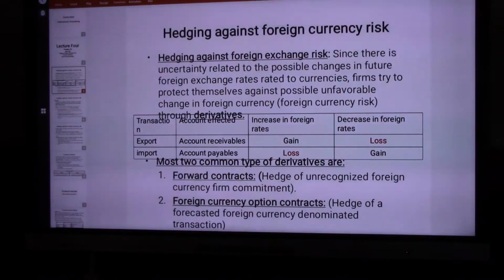I'm going to hedge against unrecognized foreign currency through firm commitment. يبقى الفورورد كونتراكت انا بحمي نفسي من خلال firm commitment. هناخدها in detail في النكست شابتر. لكن لما بتكلم على option contract, hedge of forecast foreign currency denominated transaction.